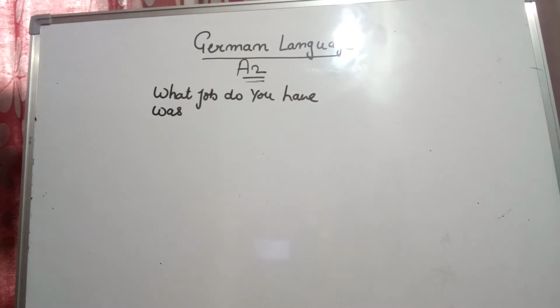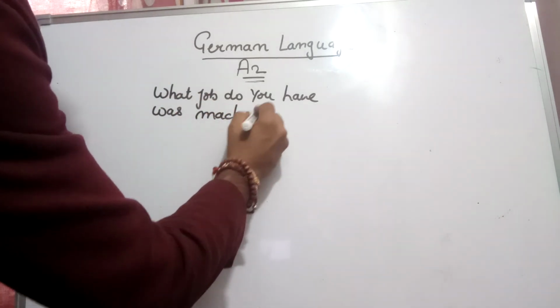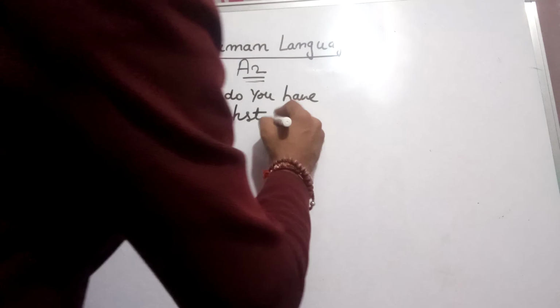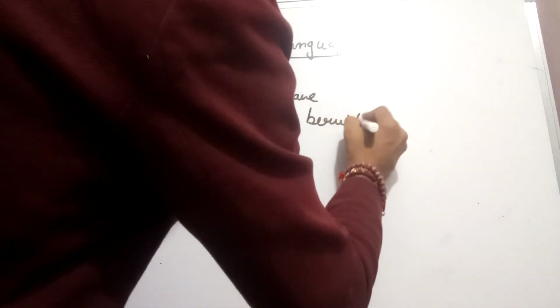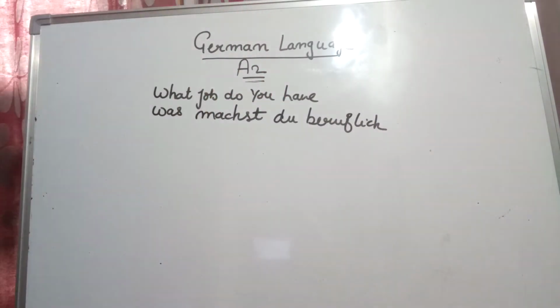So how you can go for these phrases will help you to take a good grip in the German language. One we have is, for example, what job do you have? So here we have, was machst du beruflich? Is it clear to you? Beruflich, sorry, pardon. Was machst du beruflich? Is it clear to you?